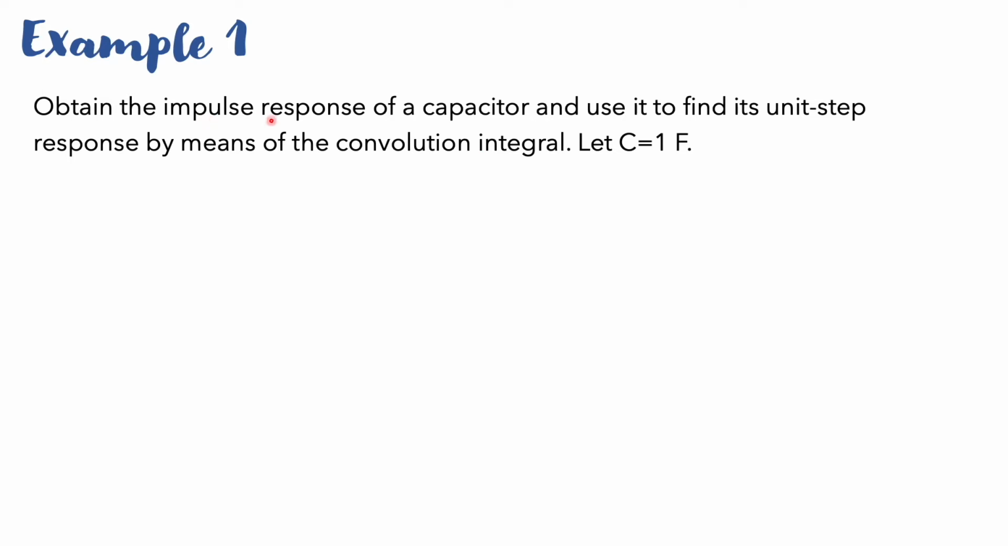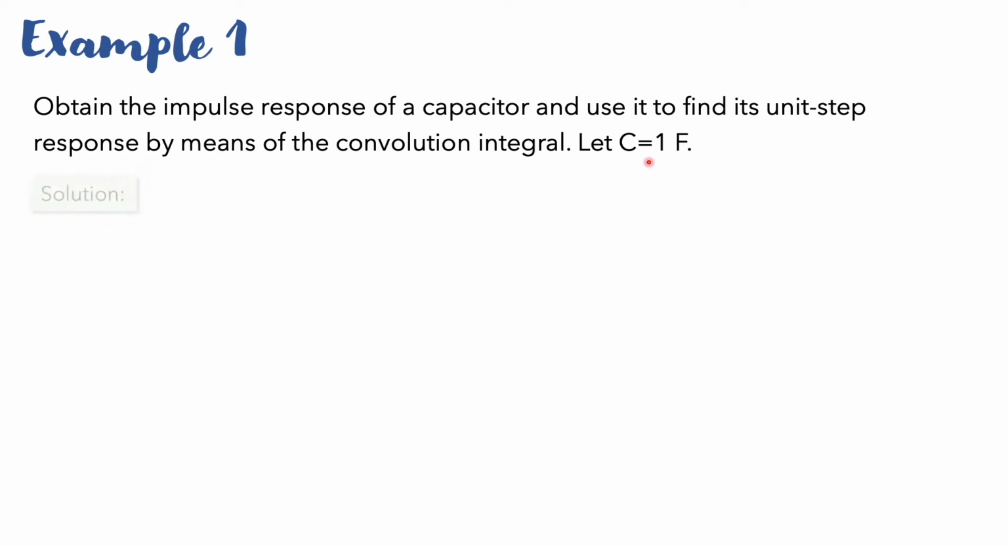You know that impulse response is very important in order to find out the output of a system, because the output of a system is equal to the convolution of input and its impulse response. So first we find out the impulse response of the capacitor, and second we find the unit step response, meaning the output of the capacitor when the input is a unit step function. We will do that by means of convolution integral, and while doing so we will use the value of the capacitance as 1 farad.